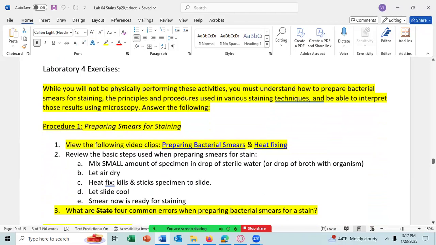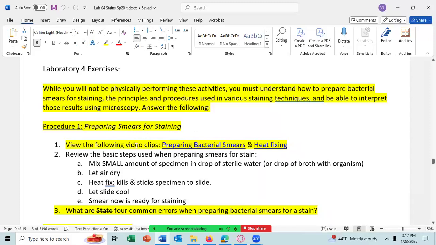All right, the lab exercises. You're not going to be physically performing any of these activities, but you must understand how to prepare bacterial smears for staining. And remember, a bacterial smear is something you do before you do the staining, and it's independent of the stain. You must understand the principles and the procedures used for various staining techniques and be able to interpret the results using a microscope. So be able to answer the following.